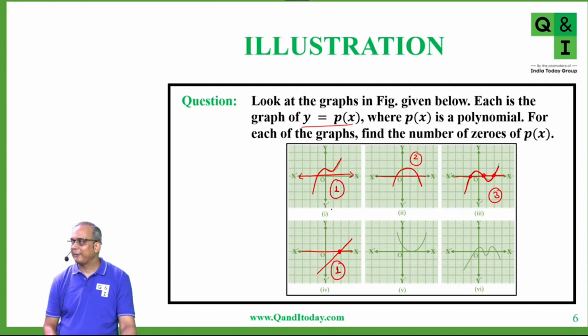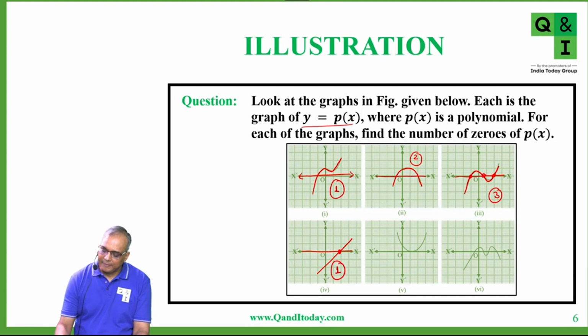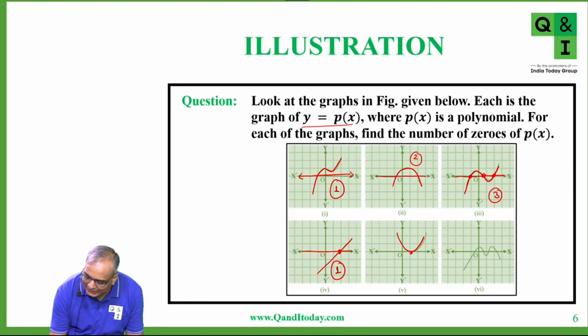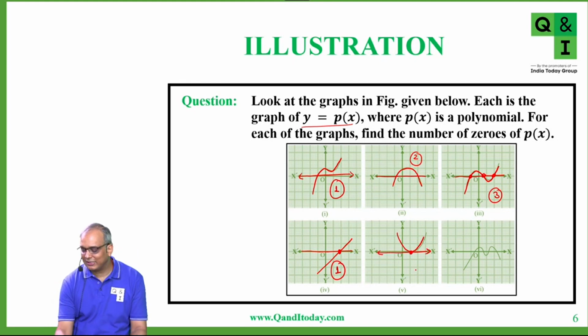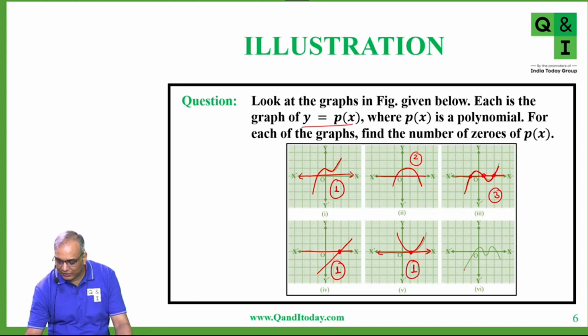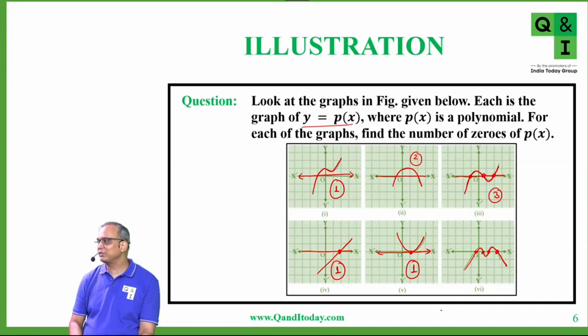In this case, though there is a parabola, it touches the x-axis at only one point. So here the number of zeros would be 1. Now in the sixth case, this is the graph. It cuts the x-axis at 1, 2, 3, and 4 places. So what is the number of zeros here?